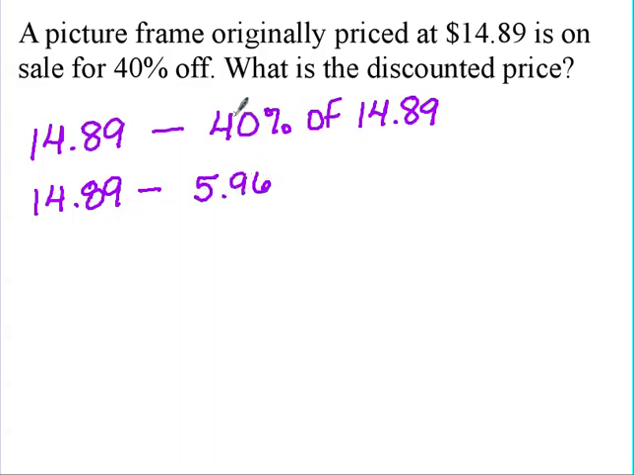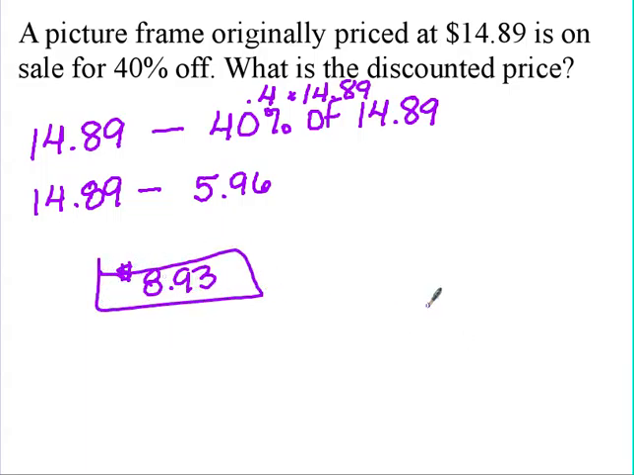$5.96. Now for those of you using your calculator, remember 0.4 is 40%. So you need to take 0.4 times $14.89. So then now my total amount is $14.89 minus $5.96. So how much does the picture frame now cost? $8.93. That's one way. That's the way that a lot of people like to calculate that problem.